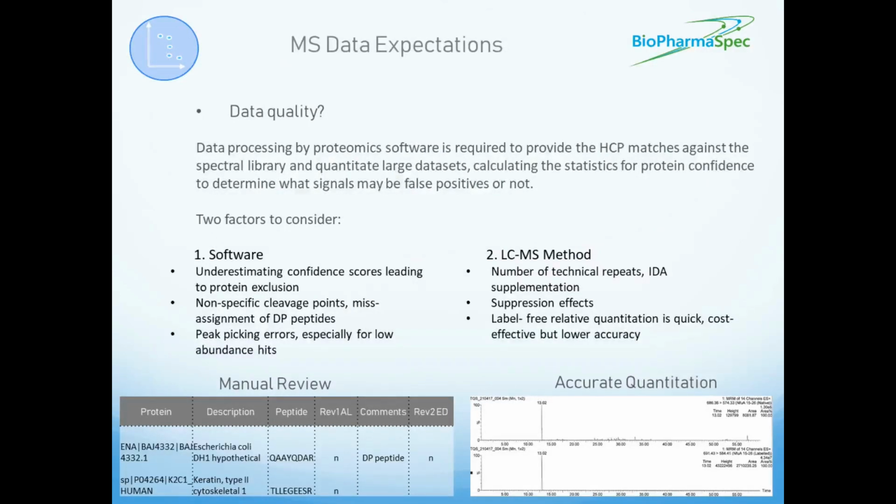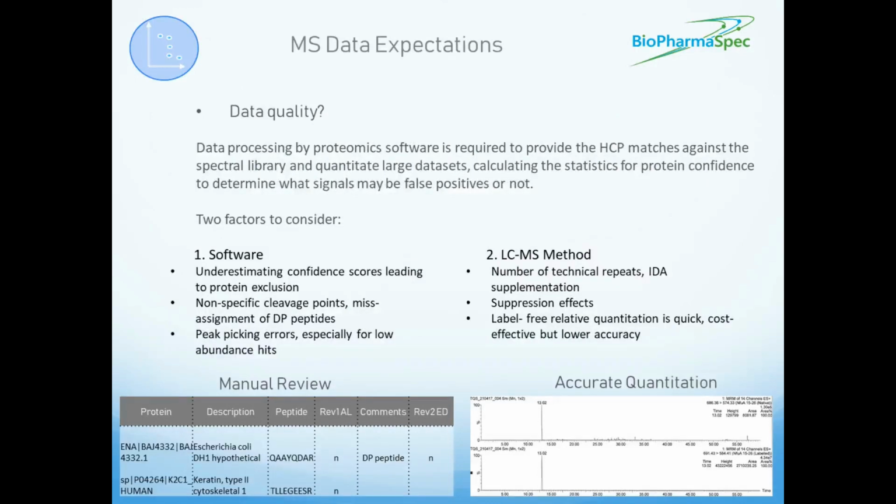And a few examples include how many technical repeats have been used. A higher number can improve statistical confidence and ultimately provide further evidence for low abundance HCPs, which, as you can imagine, will assist with the manual review process. Whether you have supplemented the base library, so the protein library, with sample IDA-MS runs can make a difference to account for any HCPs missing from the library that are specifically found in your sample.